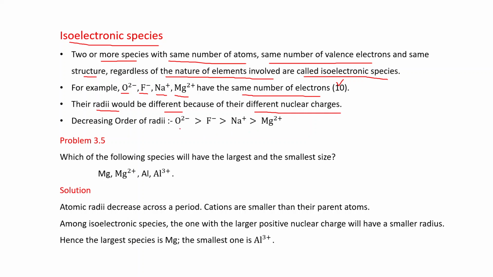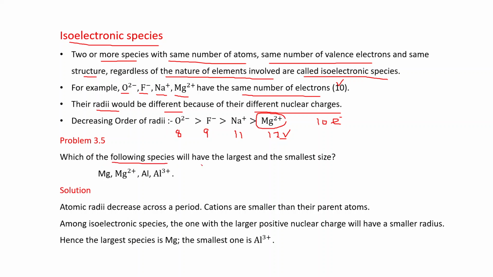Okay, just compare. These are the species, all containing 10 electrons. Now if we compare their nuclear charge, meaning number of protons: in oxygen, the number of protons is 8, in this 9, in this 11, and this is 12. That is, Mg2 plus has more protons, that is more nuclear charge. That's why its size is smallest among these species. Is it clear?